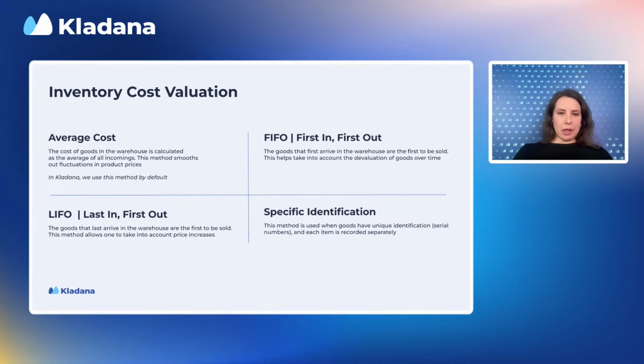Also, even for cost valuation, FIFO can be used, first in, first out, and also LIFO, last in, first out. Sometimes specific identification can be used when, for example, goods have serial numbers. If you deal with goods marked with serial numbers, like in electronics, you can evaluate cost based on the specific item because you can track it easily.